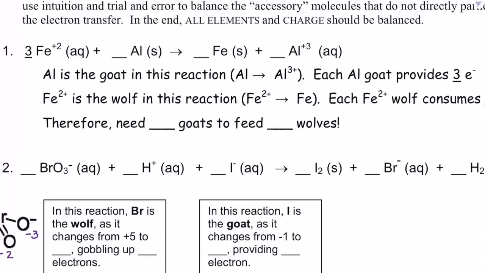For number 1, the first thing that you need to do is determine which of the elements are being oxidized and which of the elements are being reduced. And we can tell that by looking at their oxidation number. So first, you'll need to assign them an oxidation number.